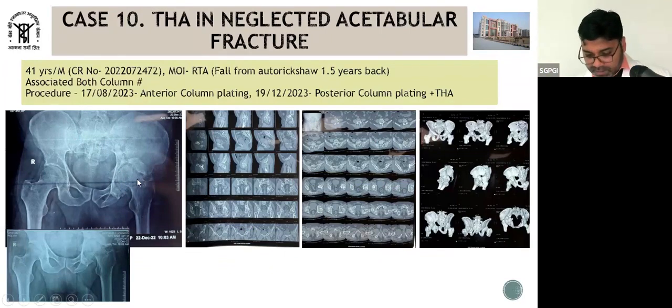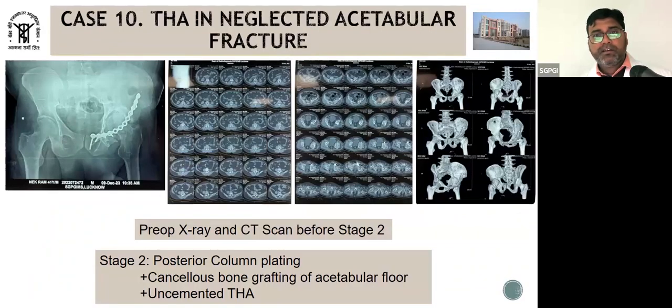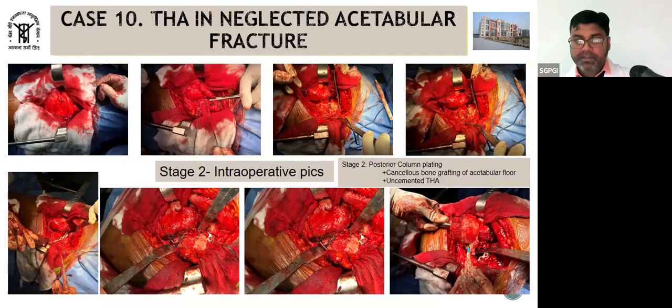So again, in this case, you can see first we went ahead with the fixation of the anterior column. We fixed the anterior column first, and then we got a CT scan before stage 2 to see the amount of bone loss. And then we did a posterior column plating, the bone grafting of the defect that was there from the head that we had taken out from the patient, and then conventional total hip replacement.